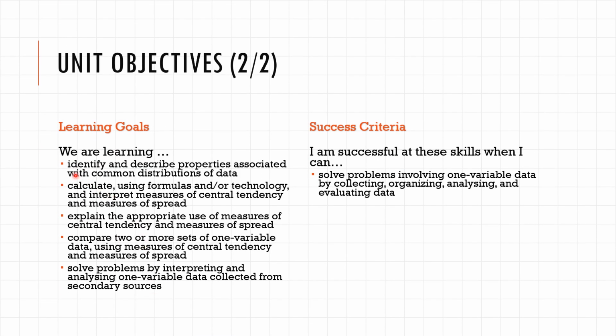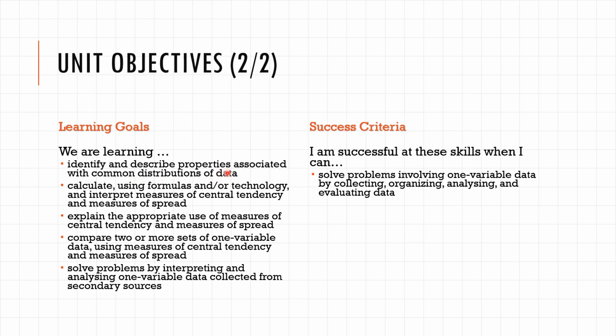Continuing on, we'll also learn to identify and describe different properties associated with something called distributions of data. So are all the data points all around a certain number, or are they all sort of evenly spread out? In what ways are they distributed?